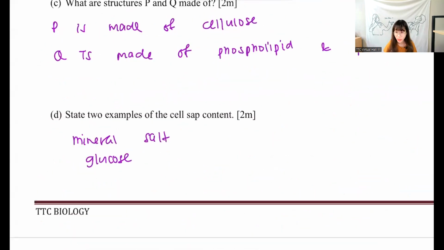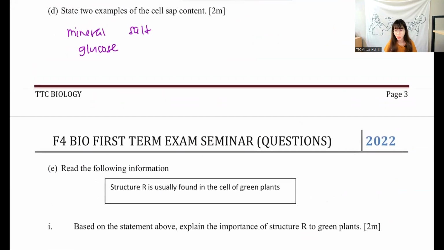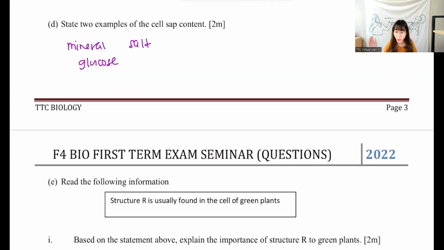If they didn't give you a diagram, then you also should know that R is a chloroplast, because R is found in green plants. Green plants, it has to be chloroplast. Why do you think that plants are green in color? Because chloroplast contains the green pigment, which we call chlorophyll. Very good. Green pigment is called chlorophyll.